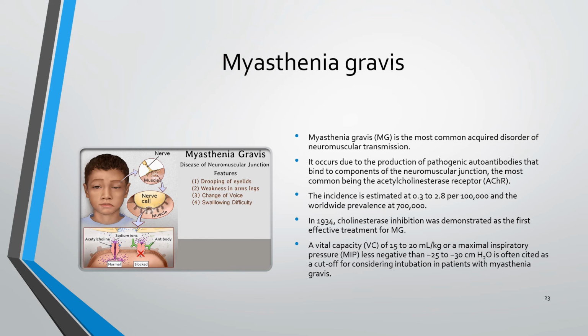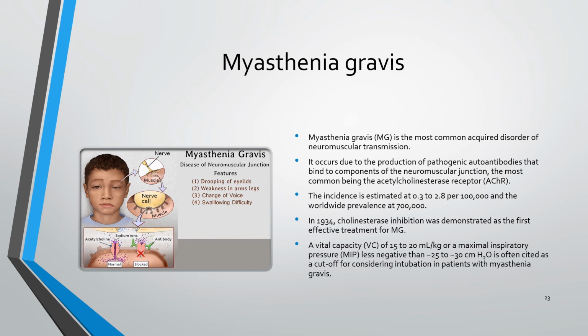Some patients have ended up being intubated as a result of this, and currently the incidence is anywhere from 0.3 to 2.8 per 100,000 worldwide, with a prevalence around 700,000. They did develop an effective treatment long ago. It's called cholinesterase inhibition, and that has worked very well as a treatment for myasthenia gravis.